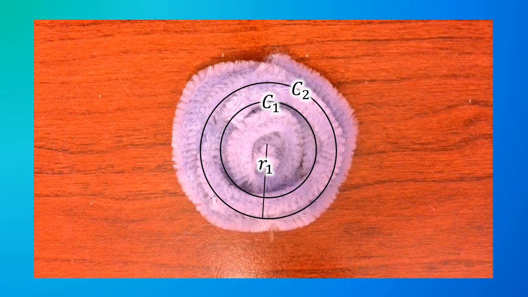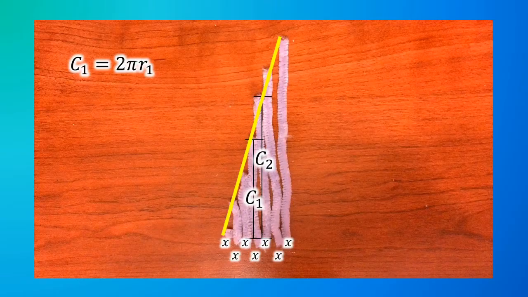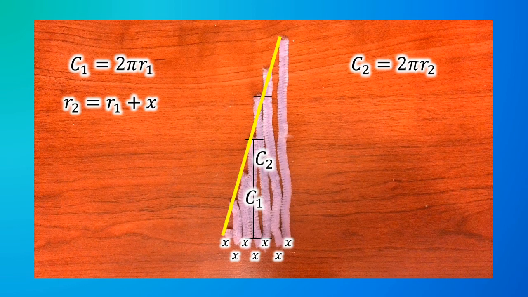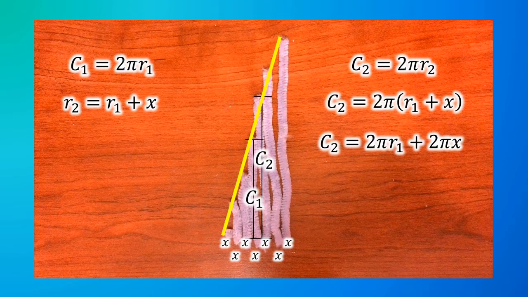Now what would be this length? Well, it's the width of one of the pieces, and so that would be x. What about this length? Well, that would be the radius of the second inner circle, and so let's call that R2. And so the length of this part would be C2, and we also know that C2 is equal to 2 pi R2, and also that R2 is equal to R1 plus x. Now using these equations, we get that C2 is equal to 2 pi (R1 plus x). Using the distributive property, C2 is equal to 2 pi R1 plus 2 pi x, and so C2 is equal to C1 plus 2 pi x.